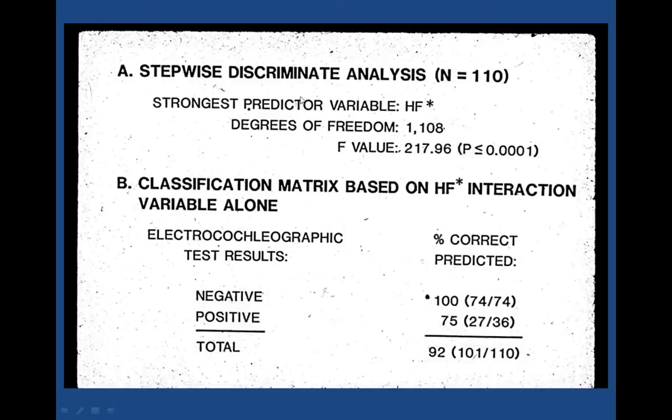Then we performed some fancy statistics and found that hearing loss and fullness, in combination, were the most accurate predictor of a positive electrocochleogram. In fact, based on the patient's symptoms, we could accurately predict the outcome of an electrocochleogram practically 92% of the time. Some of you may be scratching your heads, because this is kind of not what this is supposed to be about. We shouldn't use a patient's symptoms to tell us what the outcome of a test is. We should use the test to tell us what's wrong with the patient.